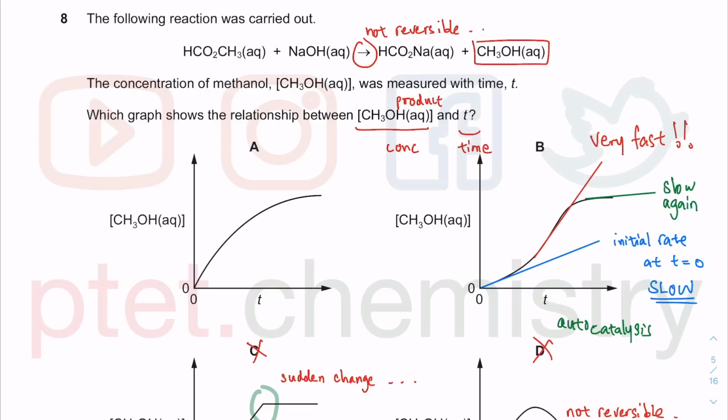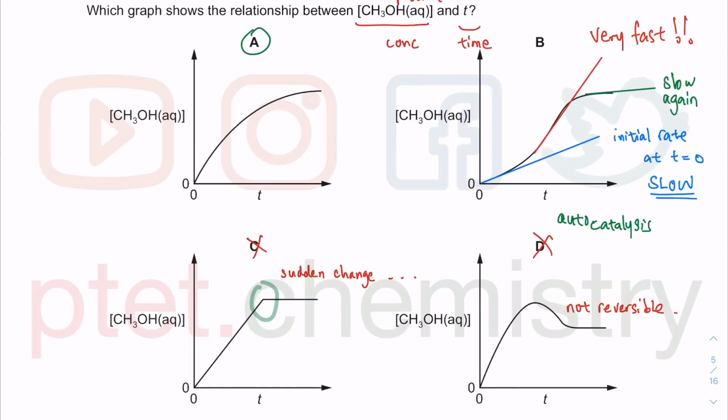So we're just looking at typical reactions where you get more products over time until the reaction stops. Then it slowly and gradually comes to a halt and becomes constant, not a sudden change. A is the best answer there.